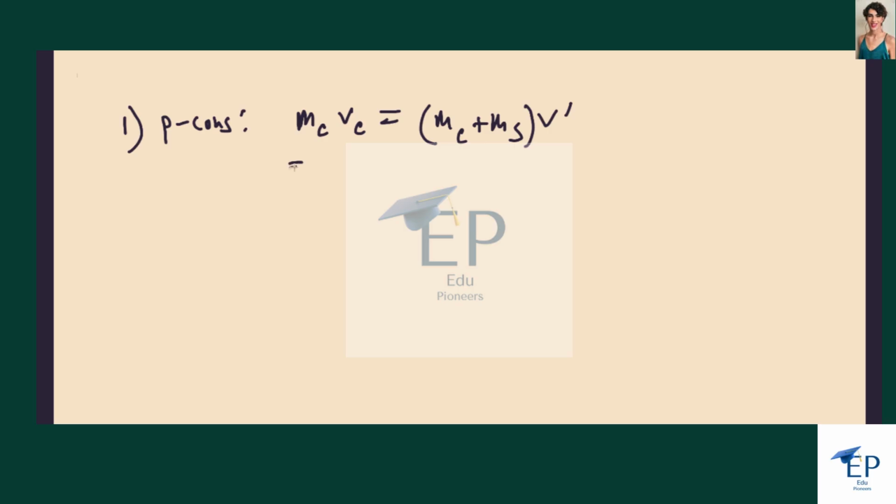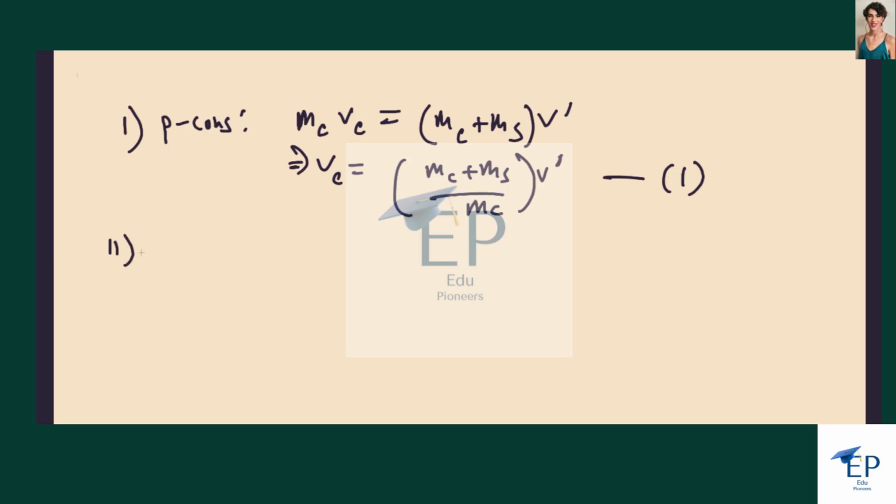And so v_c, the speed with which the sports car was moving, is what we want. That will be (m_c + m_s) over m_c times v prime. We'll call that our equation 1.